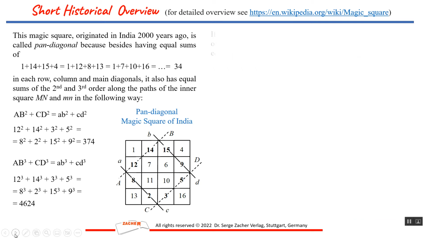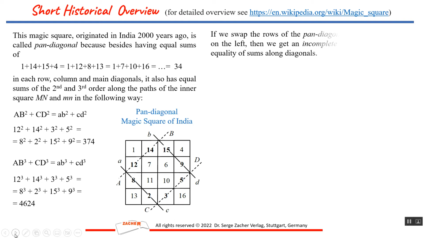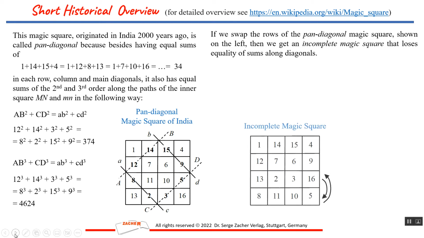If we swap the rows of the pan-diagonal magic square, shown on the left, then we get an incomplete magic square that loses equality of sums along diagonals.